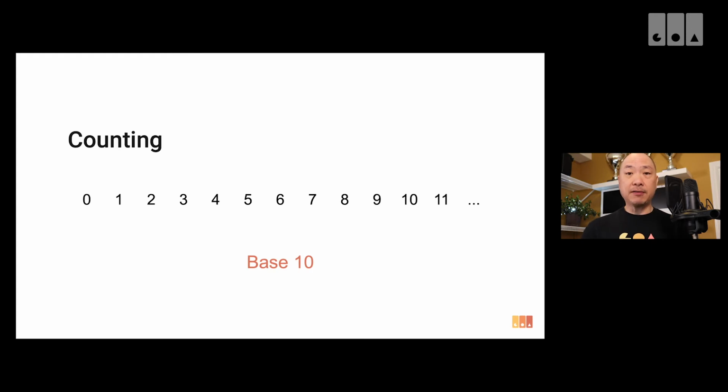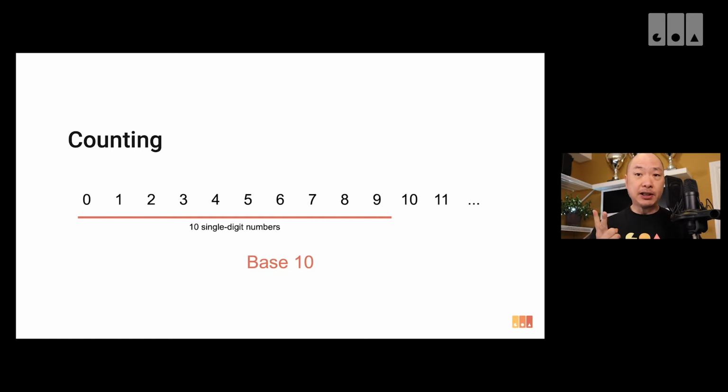This representation of numbers is called base 10. There's other ways to represent numbers. This representation is called base 10 because there are 10 digits. 10 digits in base 10. And then when we go past the 10th digit, in this case 9, then we need two digits to represent a number.